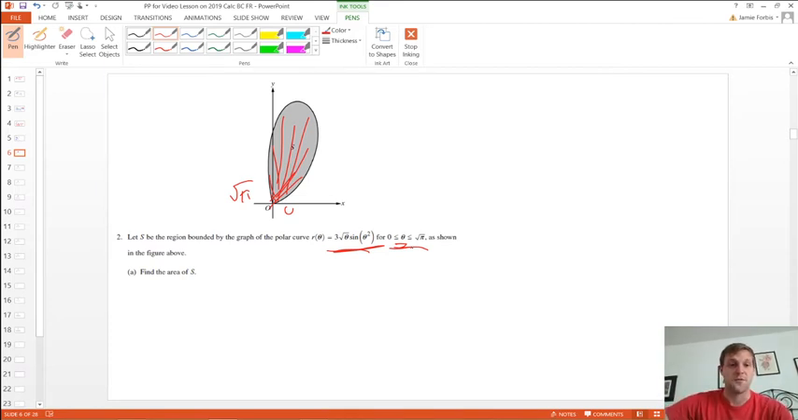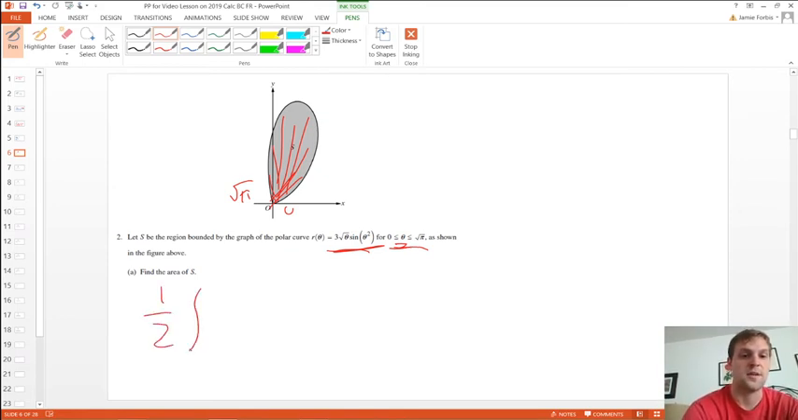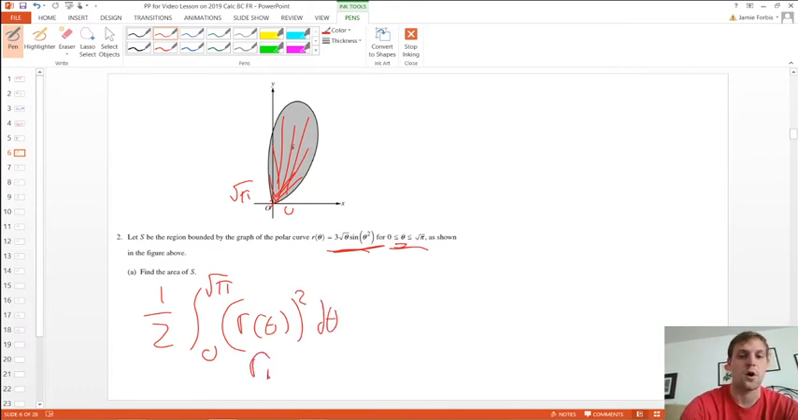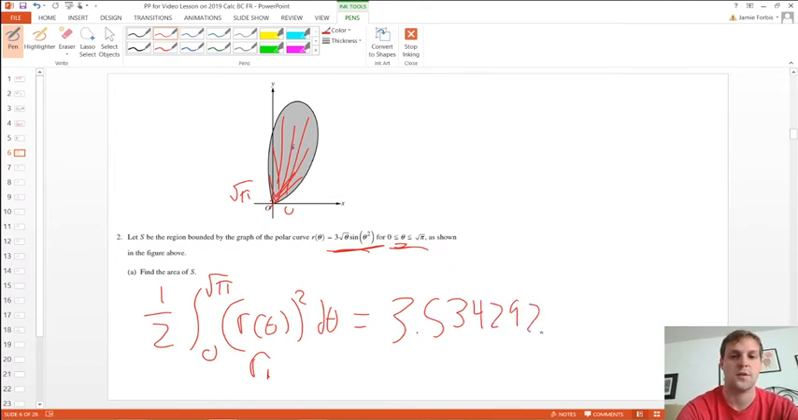But anyway, find the area of S. It's not too bad at all. We know the area equation is just going to be 1/2 integral a to b, in this case 0 to square root of pi, and just my r squared. So r of theta squared d theta. And again, I plugged this into r1 in my polar menu, where you could have done it in y1 if you really wanted to, but I did r1 and just solved that out, and I got 3.534292.